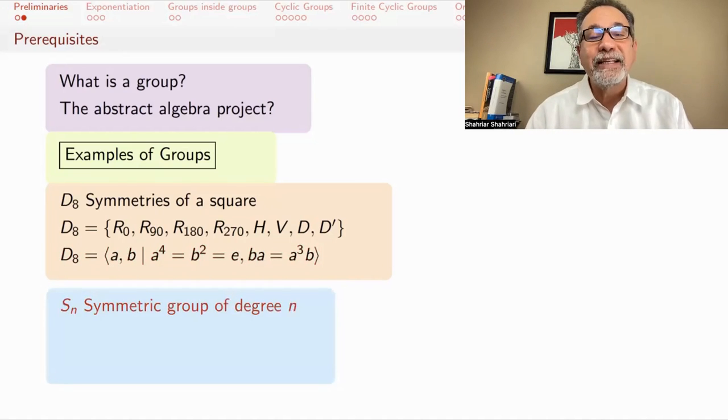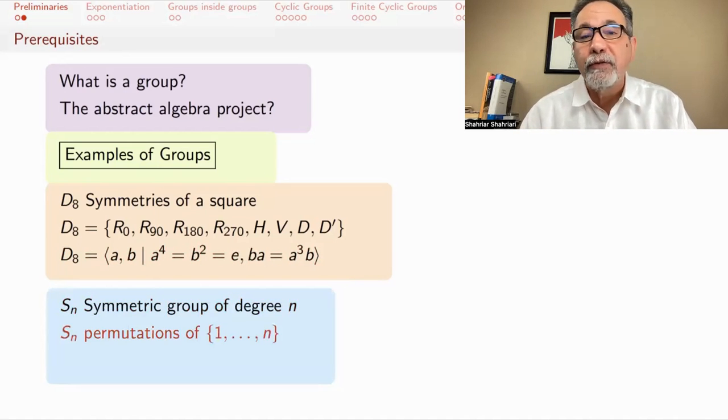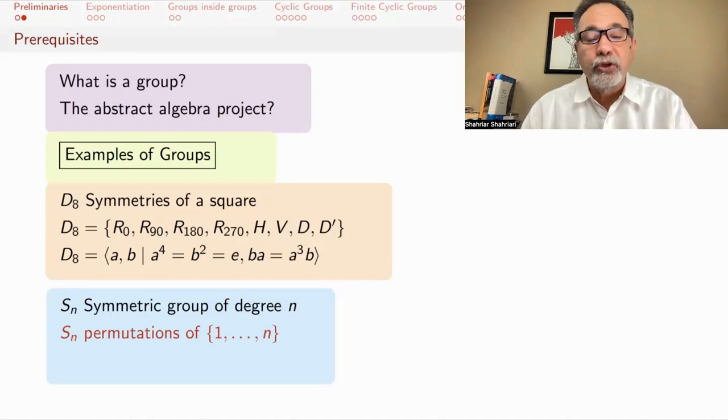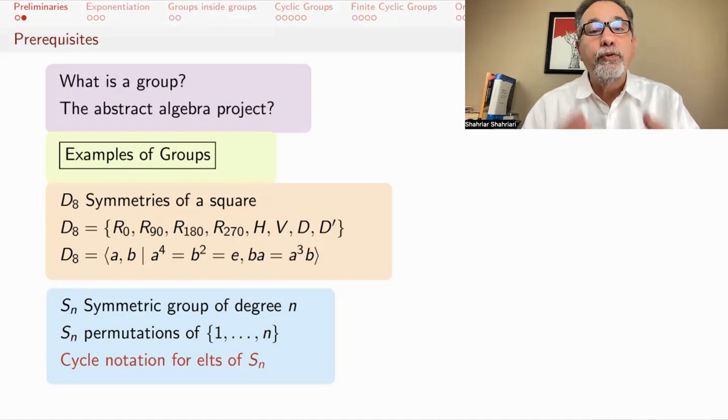Another example is the symmetric group of degree n. The symmetric group is the permutations of n objects, or the set of one-to-one onto functions from n objects to themselves. We will use the cycle notation for elements of Sn. I have 2 videos on permutation groups and on the cycle notation for the symmetric group.